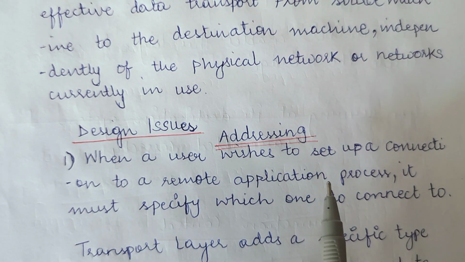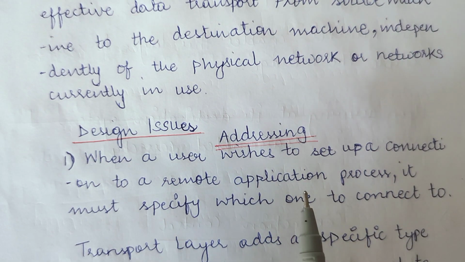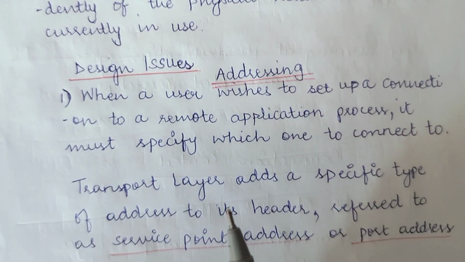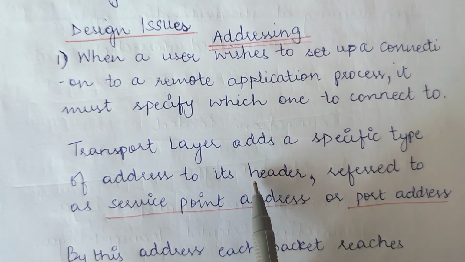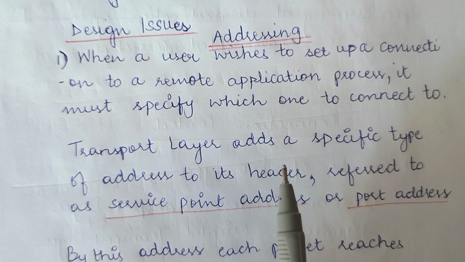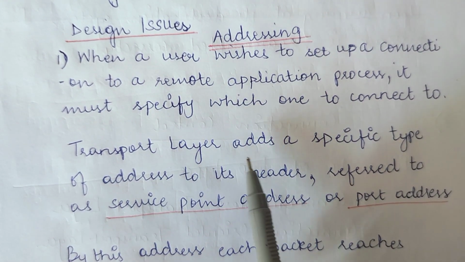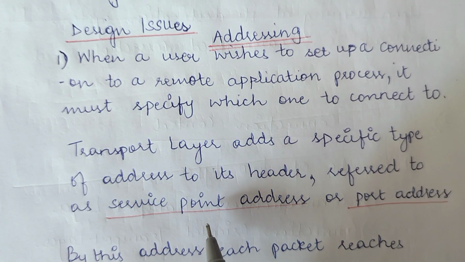So similarly, in order to send the data to a particular host or machine, the user sitting on that machine which wishes to transmit the data must specify the address of that machine to which it wants to transmit. Unless you specify the address, it is not possible to deliver the message, right? So transport layer adds a specific type of address to its header. To the header field of the data, the transport layer adds an address which is referred to as the service point address or the port address.